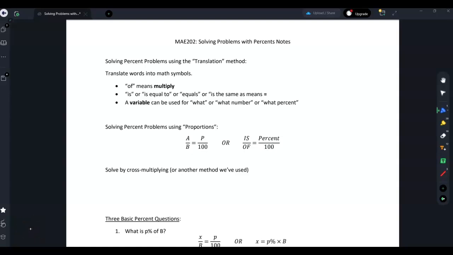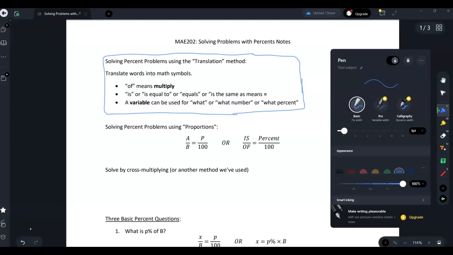In this section, we're actually going to solve some problems involving percents. We're going to use two different methods for this. One is what I'm going to refer to as the translation method. And if you're a grammar person, you might like this method because we are essentially translating. So if you like language or grammar, as if we were translating Spanish to English or English to Spanish, we're going to translate English into math.